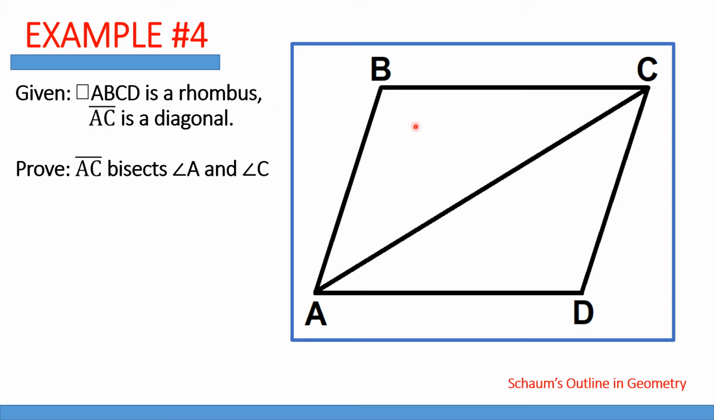Quadrilateral ABCD is a rhombus. Line segment AC is a diagonal. Prove that line segment AC bisects angle A and angle C.